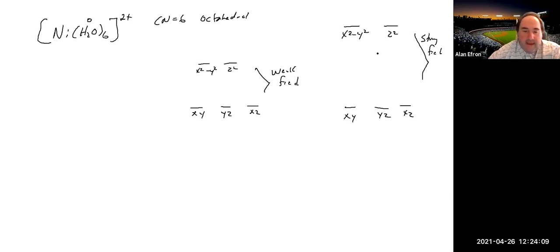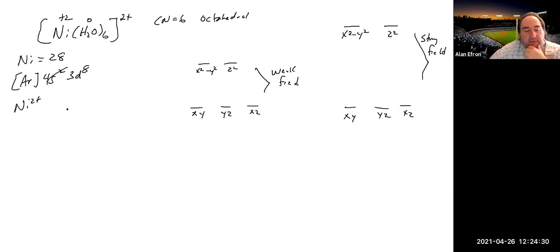All right, so coming back here, our nickel obviously would be a +2 in this case. And again, nickel with no charge is 28. That's going to give us argon 4s2 and 3d8. With a +2 charge, that means it lost 2 electrons, so that would give us argon 3d8. So in this particular case, we would have 8 of those d electrons to distribute.